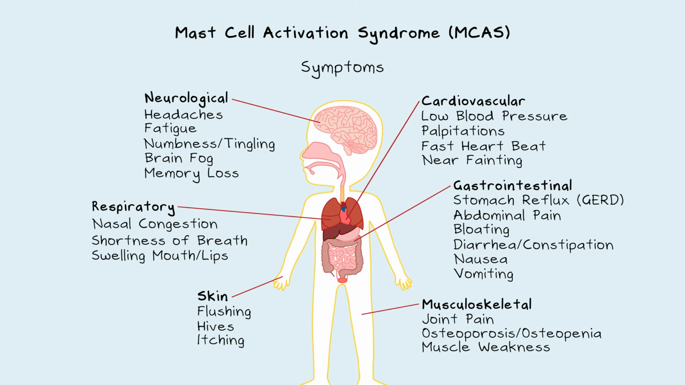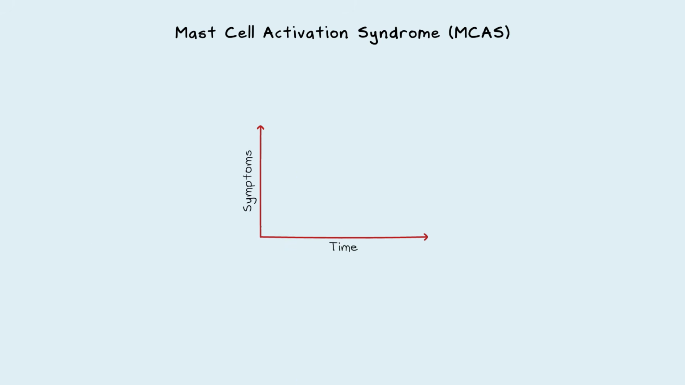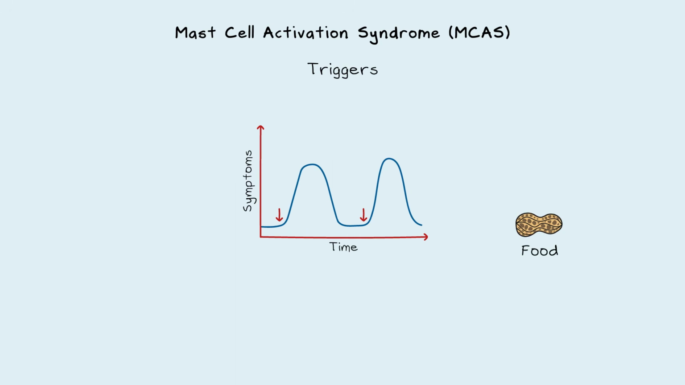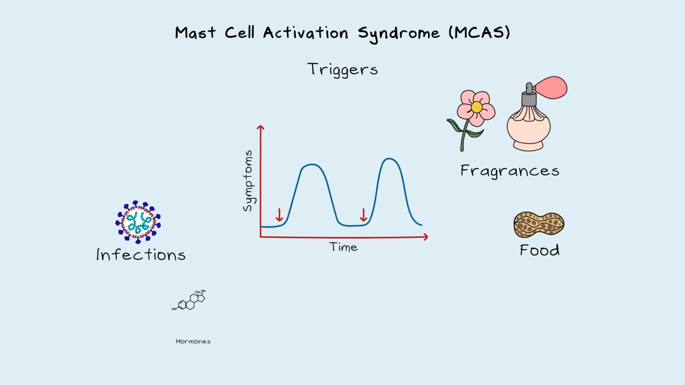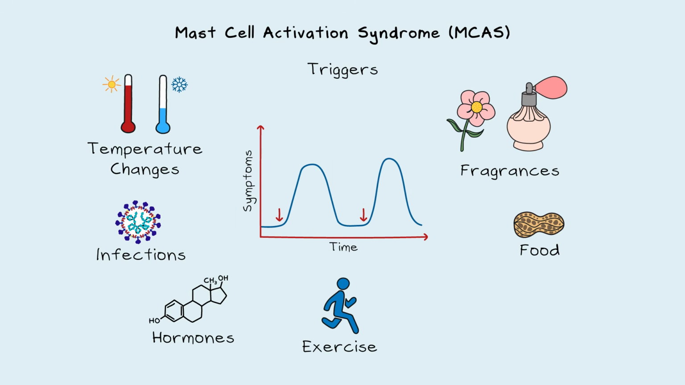These symptoms are like those experienced during anaphylactic shock. Some people with MCAS also go into anaphylactic shock when triggered. The symptoms experienced are due to the release of mast cell mediators: histamine, tryptase, leukotrienes, prostaglandins, and many other mediators. The symptoms tend to flare up and calm down in response to triggers. Triggers can include food, fragrances, infections, hormones, exercise, temperature changes, and some medications.